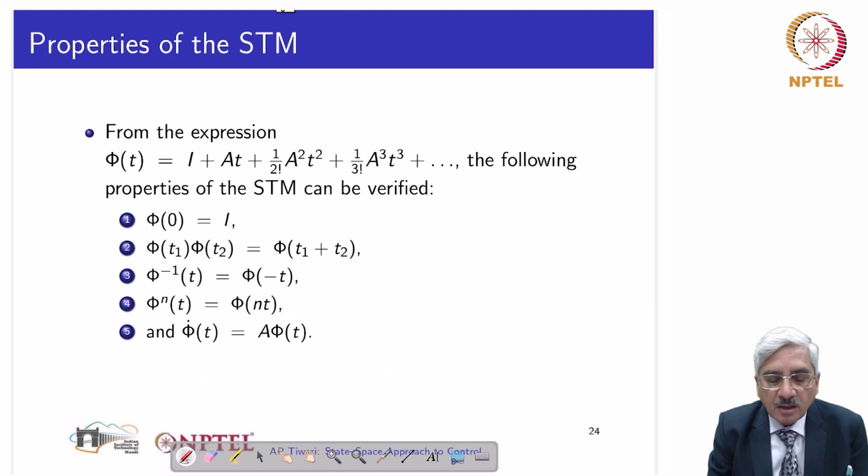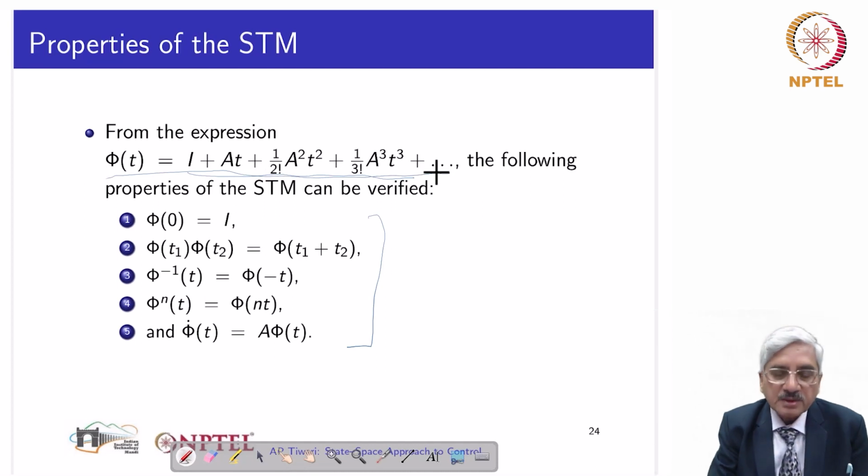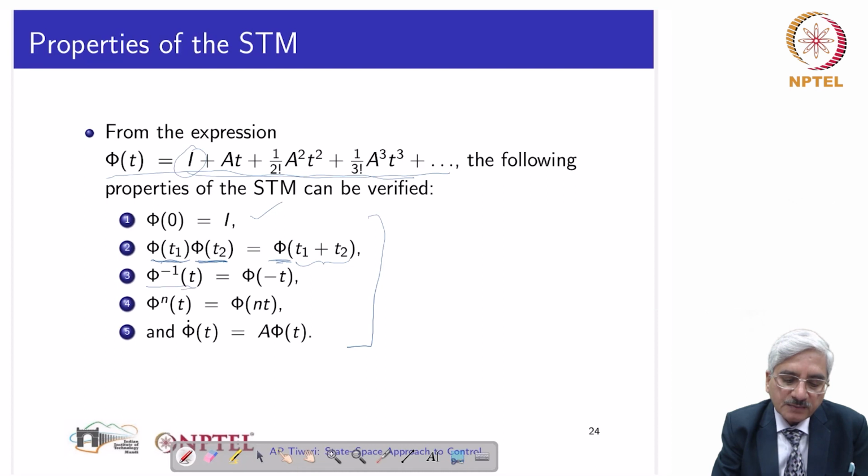We see a few properties of phi(t), and all these properties can be proved from this expression for phi(t) equal to e power At. It can be proved that phi(0) is the identity matrix I. If we substitute t equal to 0 everywhere, we are left with I. We can see that the product of STM evaluated at t1 and STM evaluated at t2 is equal to STM evaluated at t1 plus t2. We can also prove that the inverse of the STM evaluated at time t is the same as STM evaluated at time minus t. We can also prove that STM evaluated at time t raised to the power n is equal to STM evaluated at time nt, where n is an integer.